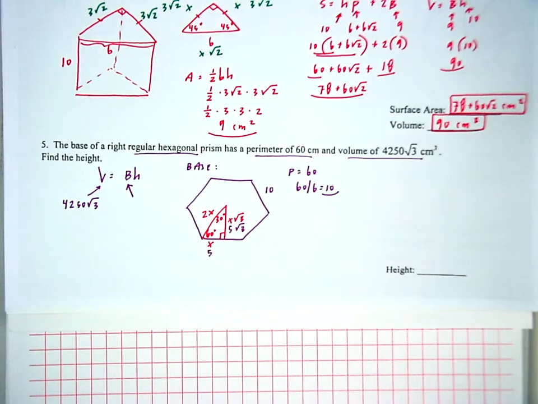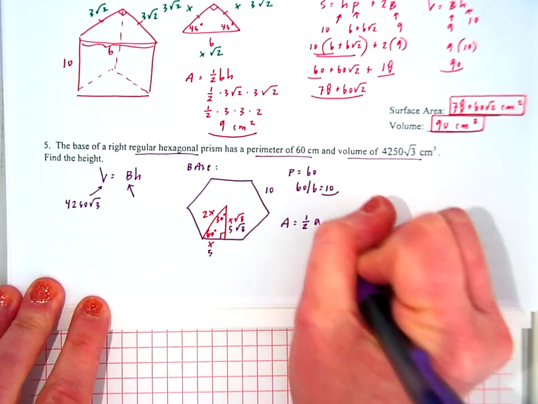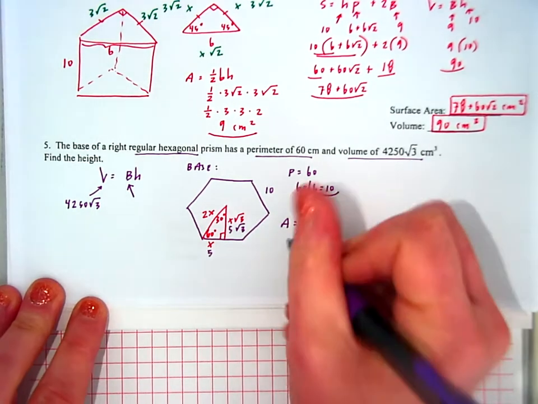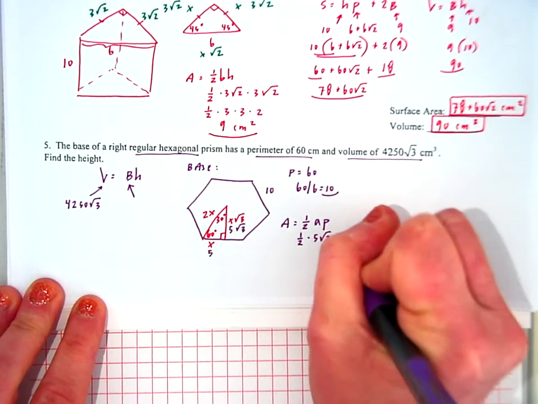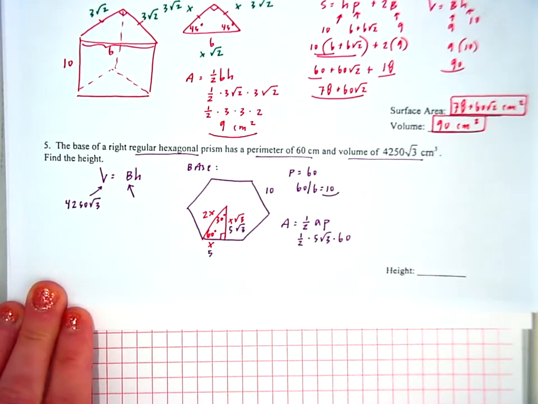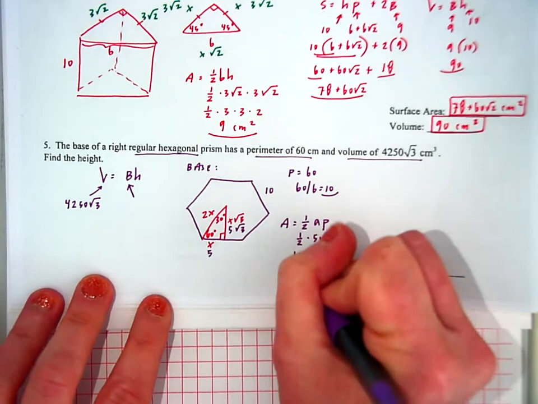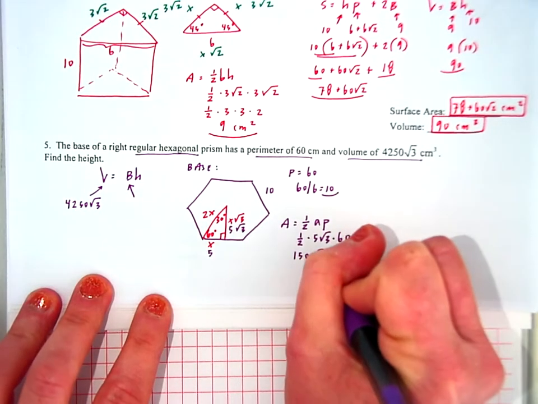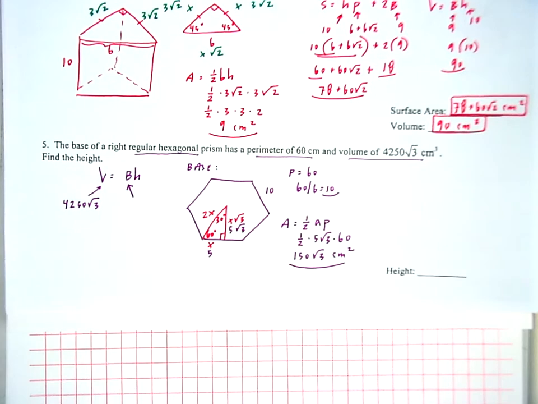So I can find my base area. I know that my base area is 1/2 the apothem times the perimeter. So 1/2 of 5 root 3 times 60. So half of 60, I'm going to multiply that first because I like to take half of the even number. So 30 times 5, and I get 150 root 3 centimeters squared. So that's the area of my base.